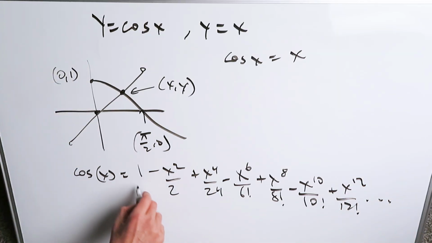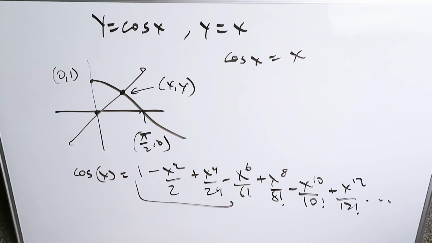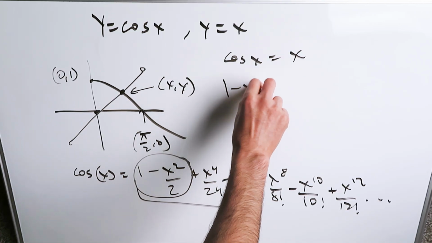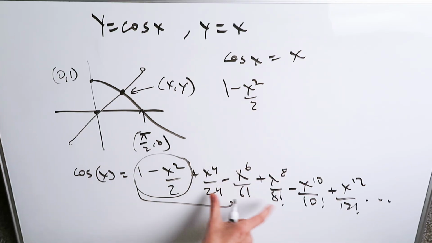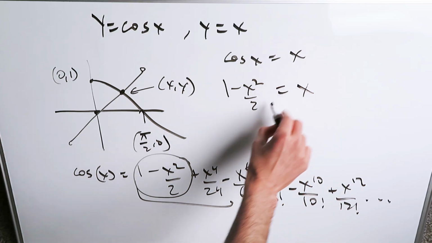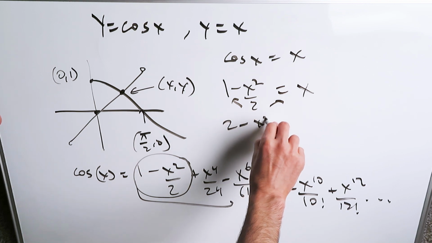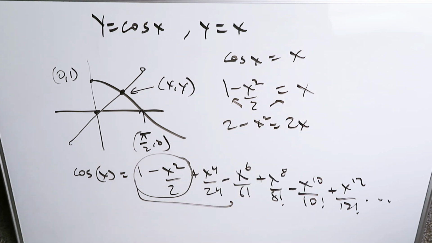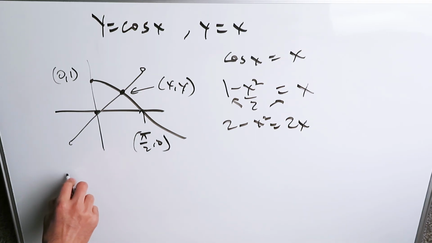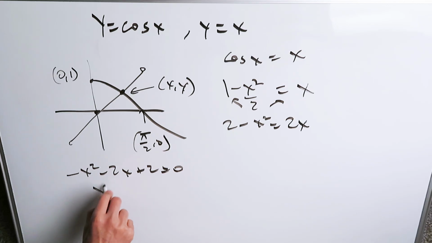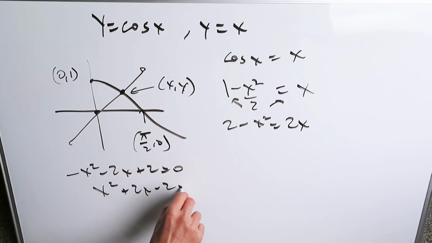But I'm looking at these items which I derived, and I'm really interested only in the first two terms. Cosine x is equal to 1 minus x squared over 2, and everything else, which is kind of meaningless, is equal to x. Get rid of the denominator, cross multiply. I have 2 minus x squared is equal to 2x. And now I have a quadratic function, and let's deal with it. Push everything onto one side. I have minus x squared minus 2x plus 2 equals 0. You can say you have x squared plus 2x minus 2 equals 0.